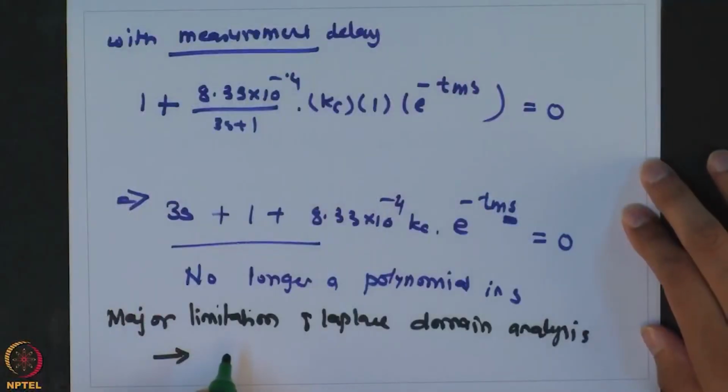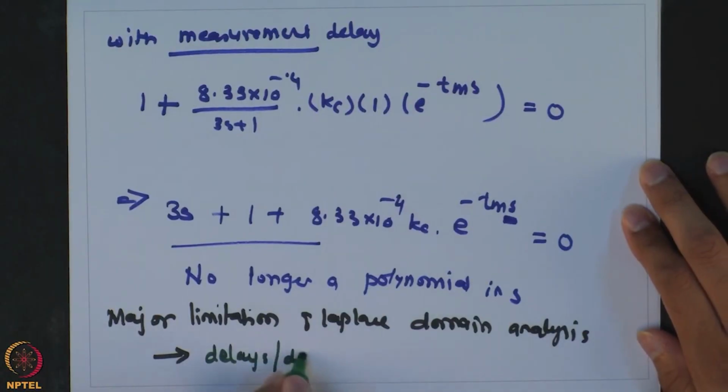Whenever we have any dead time in the system, whether there is measurement delay or the original process transfer function has a delay, they cannot be accurately handled. So delays or dead time cannot be accurately handled.